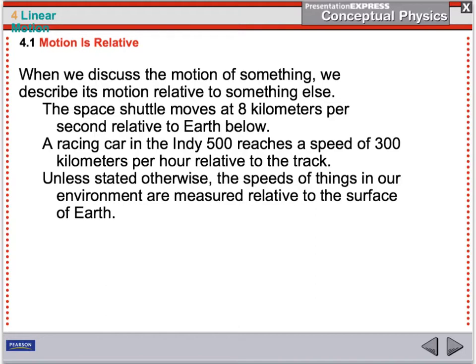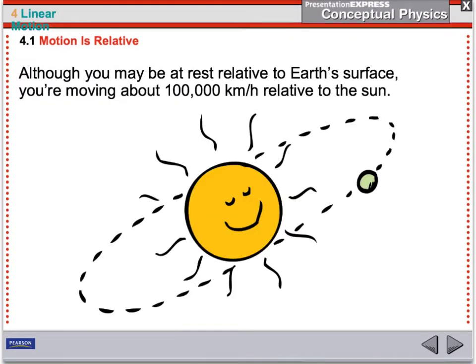But relative to the sun, you're actually moving at 30 kilometers per second. So is everyone around you, all the air around you, all the buildings around you, everything's moving around the sun at a certain speed. Beyond that, everything's moving around our galaxy at an even greater speed. So motion is relative. Unless otherwise stated, the speed of things in our environment is measured relative to the surface of our planet. So the next time somebody gets on you for sitting still and not doing anything, you tell them you're moving at 100,000 kilometers per hour relative to the sun, and so were they.